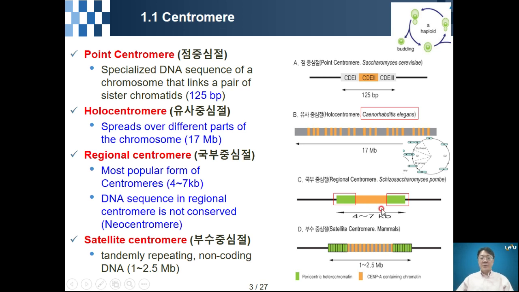Okay, and also there is another centromere. We call it the statewide centromere, 부수 중심절. This is only observed in mammals. It consists of tandemly repeating, non-coding DNA. The size is about 1 to 2.5 megabases.